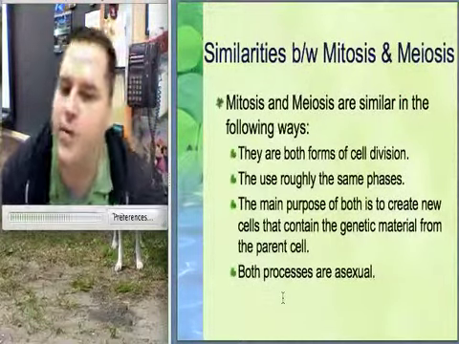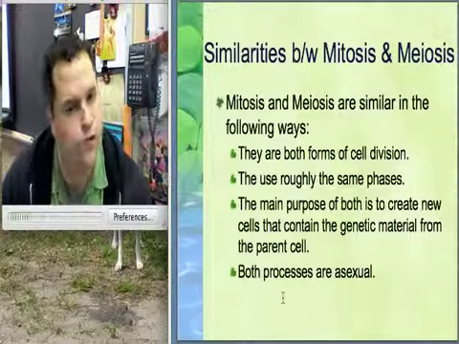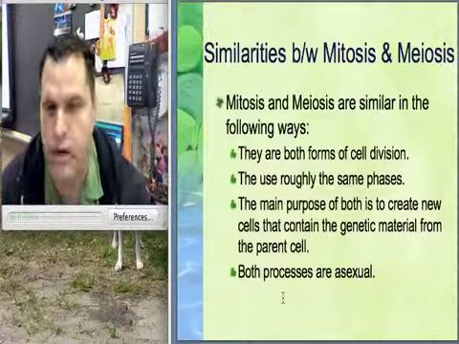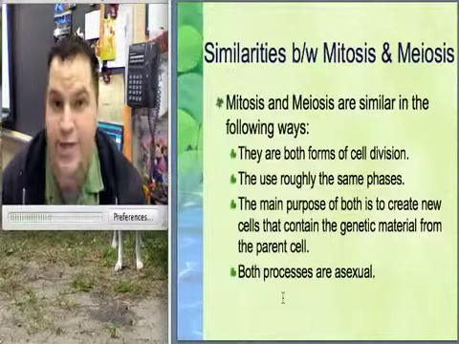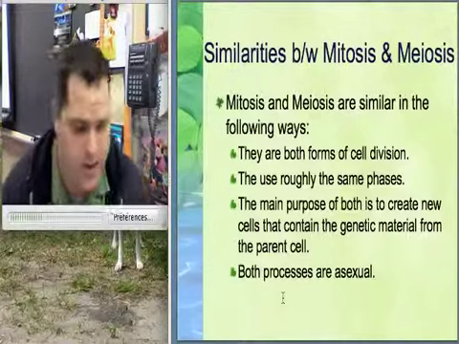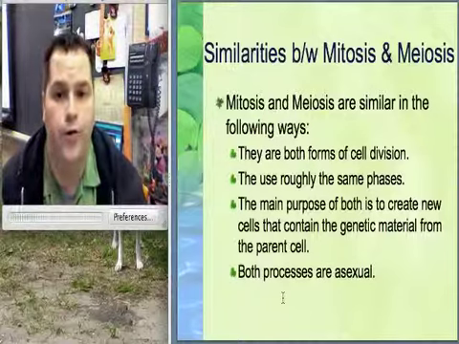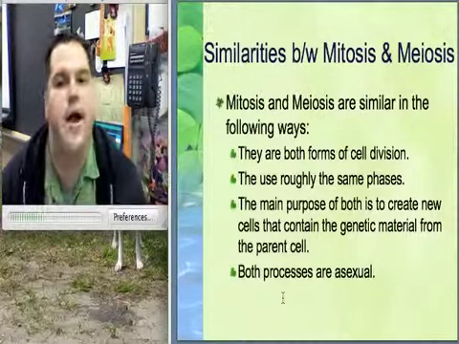First off, mitosis and meiosis are similar in that they are both forms of cellular division. They use roughly the same phases: prophase, metaphase, anaphase, and telophase. The main purpose of both is to create genetic material to pass on, in other words, passing genetic material from a parent to an offspring or from a germ cell to a daughter cell. And both processes are asexual in nature.